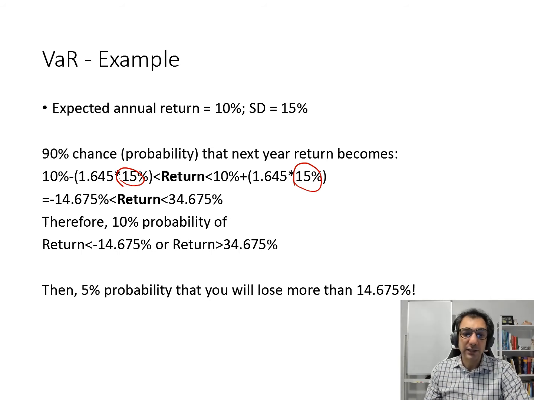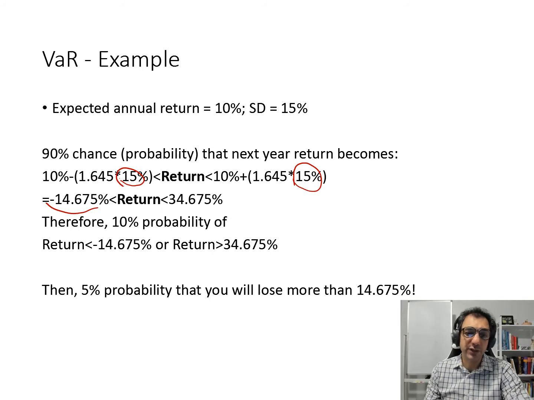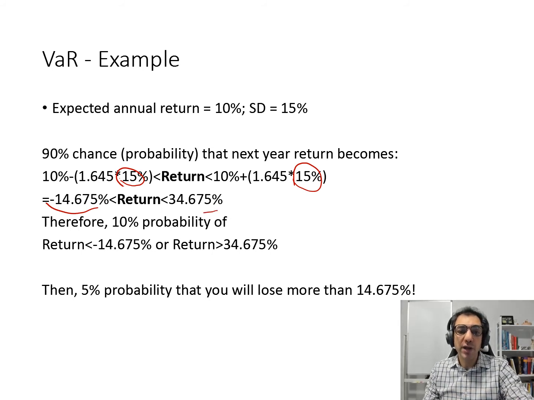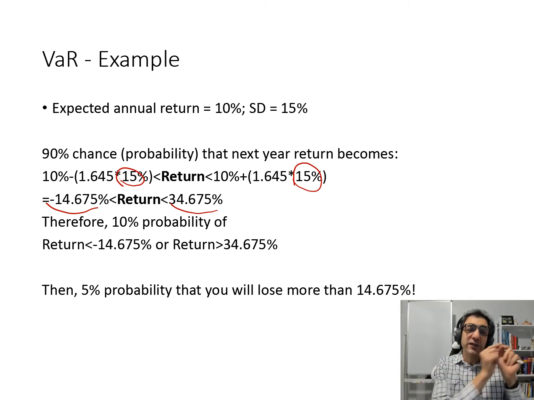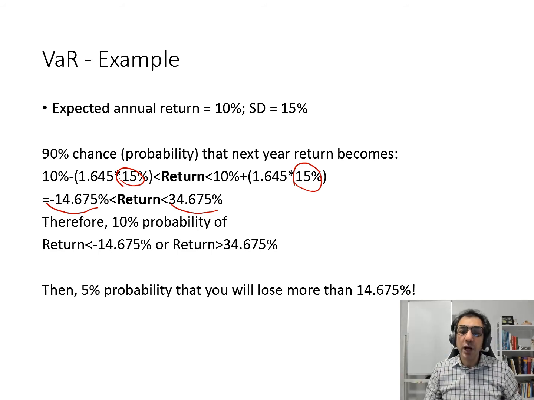10% minus that number should give you minus 14.675%, and the upper side should be 34.675%. In other words, there is a 90% chance that your return falls between minus 14.6% and plus 34.6%. So if that's 90%, what about the other 10%? The 10% probability means that your return will be either less than minus 14% or greater than 34%.